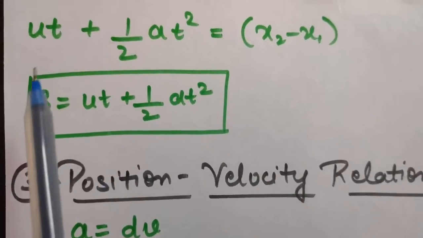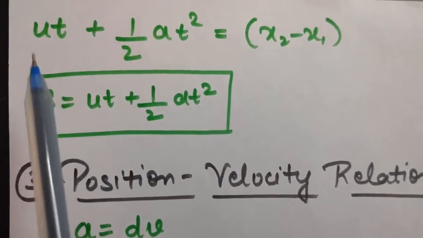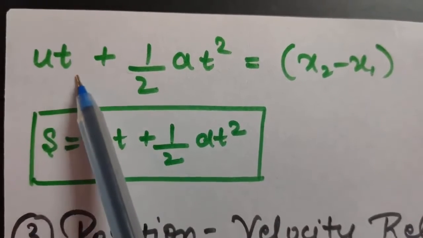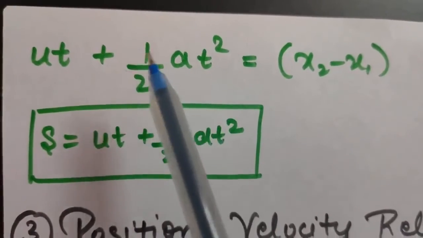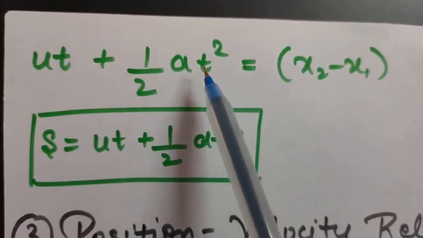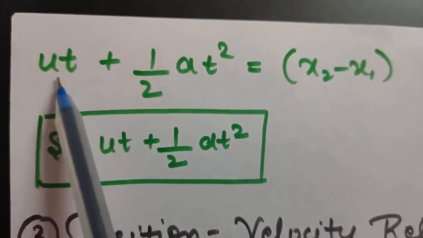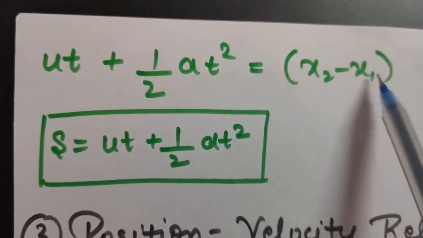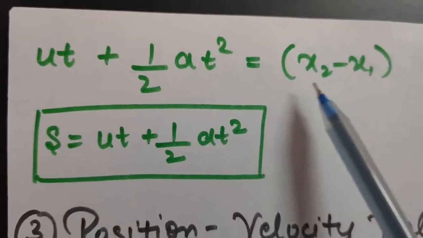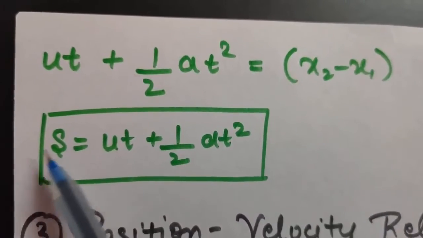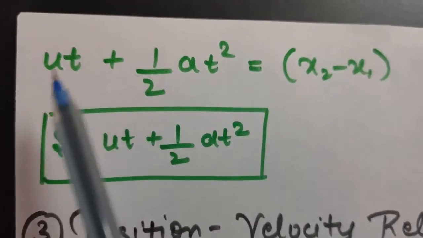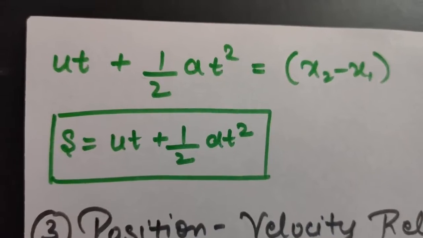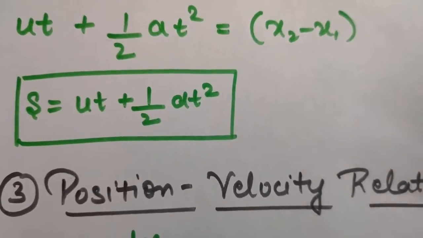Now integration of u dt, because u is constant, integration of dt will come to be t, plus a is constant, it will come outside, and integration of t dt will be t square upon 2. So you will get ut plus half at square is equal to x2 minus x1. We have put limits here. If I consider x2 minus x1 to be s, that is the distance traveled s, then from here we will get s is equal to ut plus half at square. So this is your position-time relation.